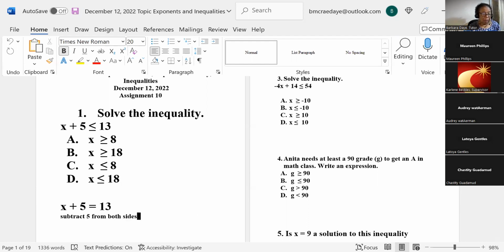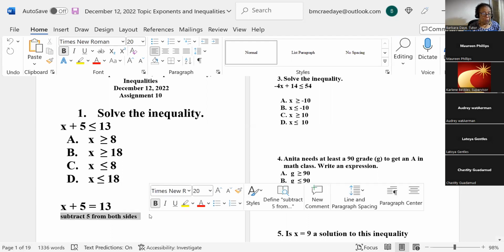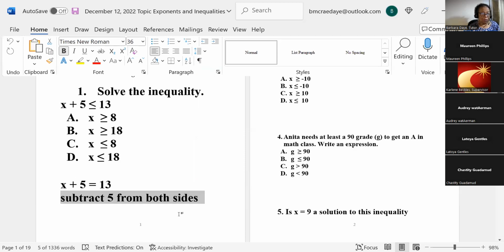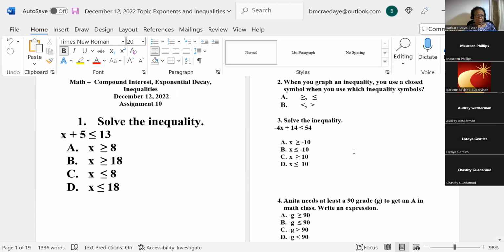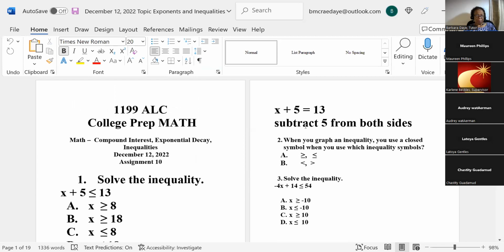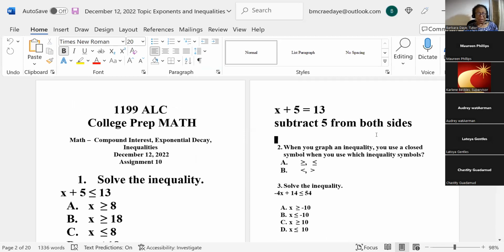And if you do that, what do you get, Maureen? If I subtract 5 from both sides here, what do I get? You get 8. What do I get after I subtract 5 from both sides? 5 from 5 is 0. 5 from 13 is 8. That's right. Absolutely. Now, I want you to do the same thing with the less than or equal.